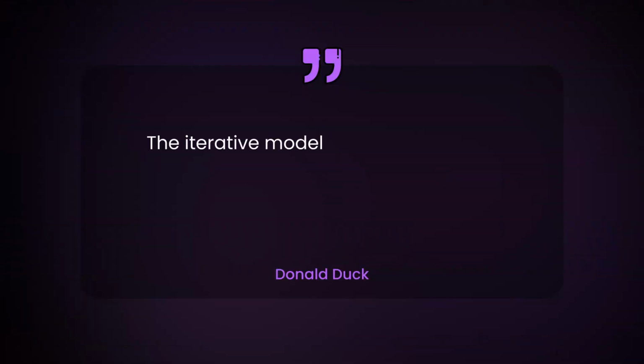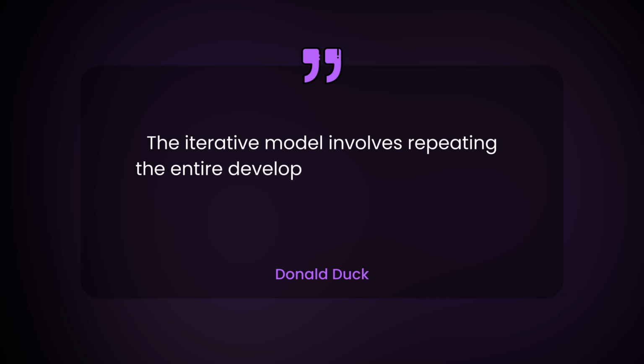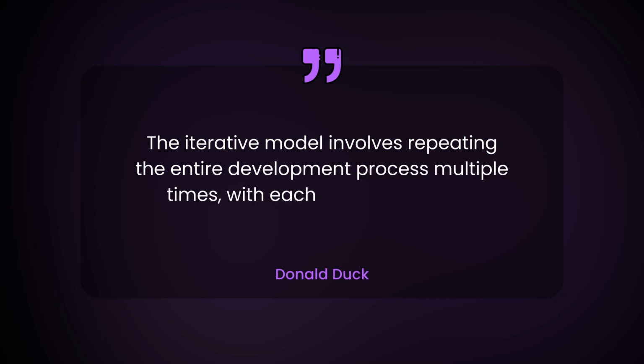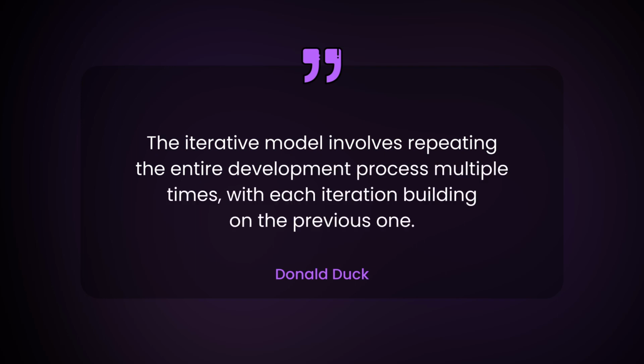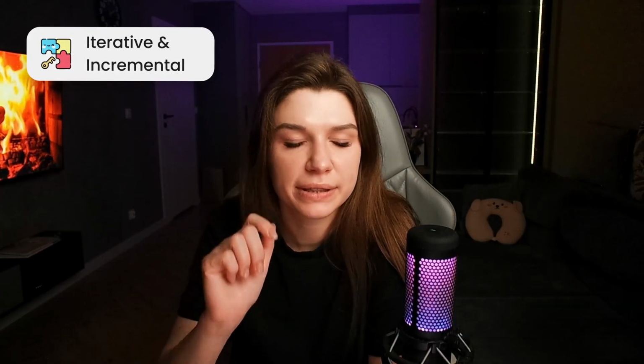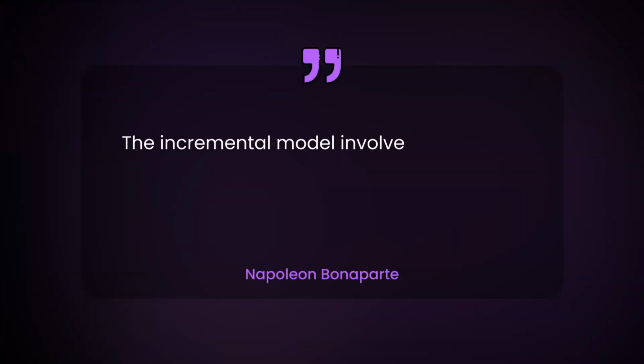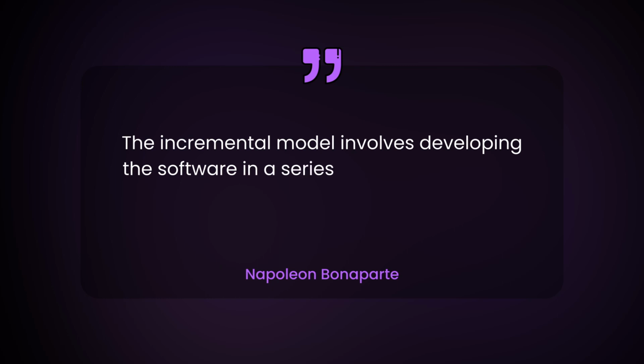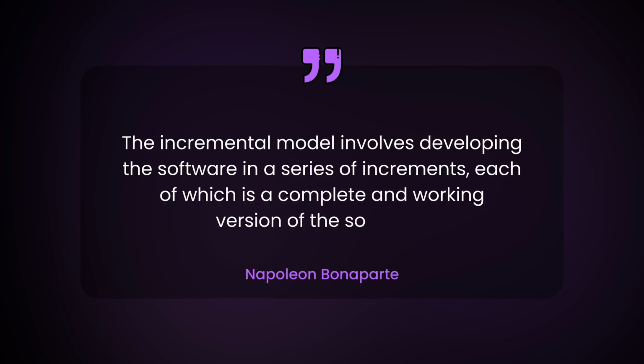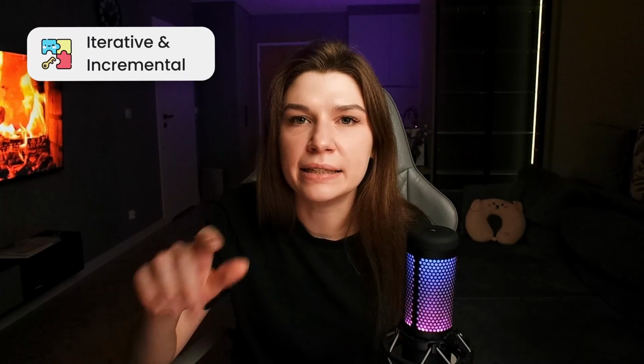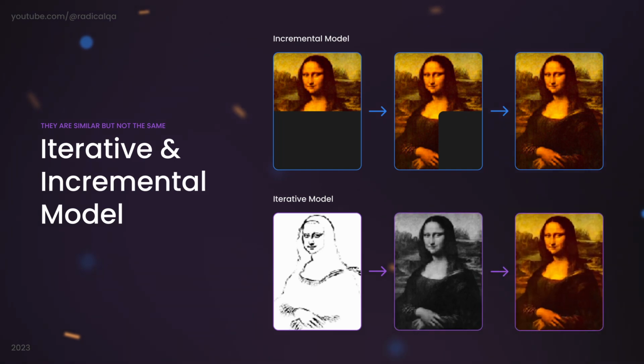The iterative model involves repeating the entire development process multiple times, with each iteration building on the previous one. And one more thing. The incremental model involves developing the software in a series of increments, each of which is a complete and working version of the software. Look at these Mona Lisa pictures. In the iterative model, we will see the end result only at the end of the project, because we increase our functionality step by step.